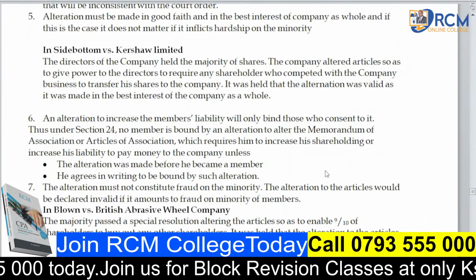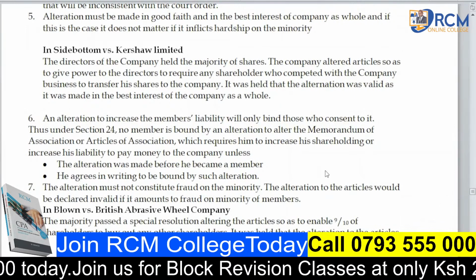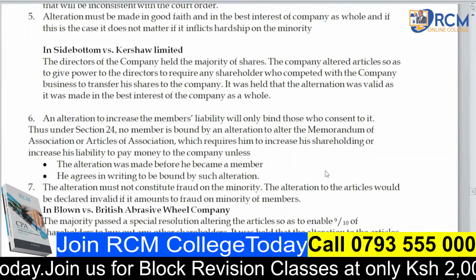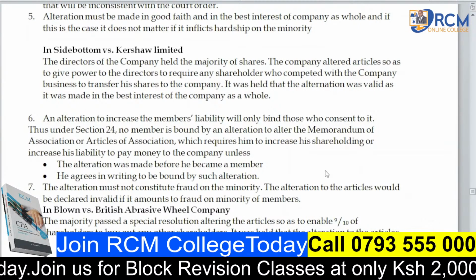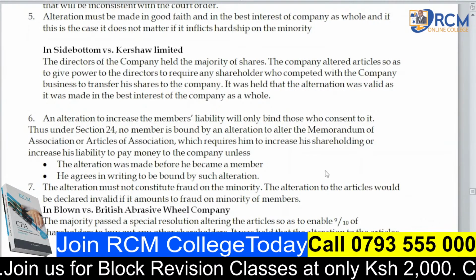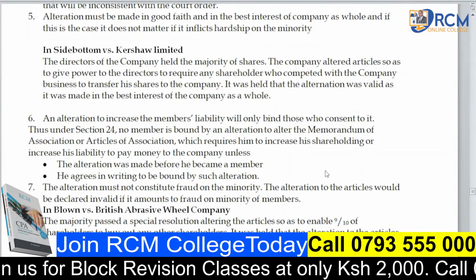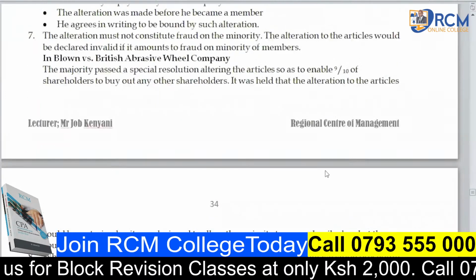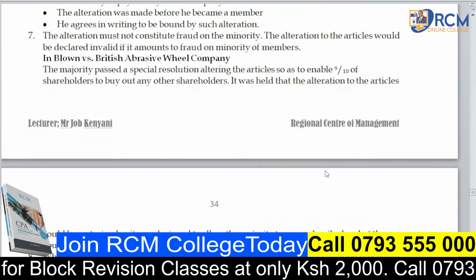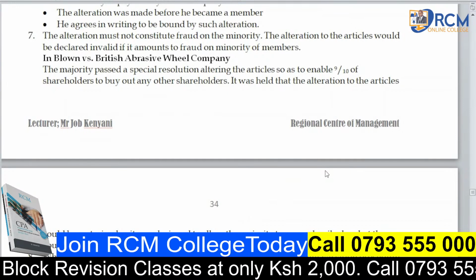Number 7, the alteration must not constitute fraud on the minority. The alteration to the articles would be declared invalid if it amounts to fraud on a minority member. In Brown versus British Abrasive Wheel Company, the majority passed a special resolution altering the articles so as to enable the majority, that is 9/10 of the shareholders, to buy out any other shareholder. It was held the alteration to the articles could be restrained as it was designed to allow the majority to compulsorily do what they could not do by an agreement.